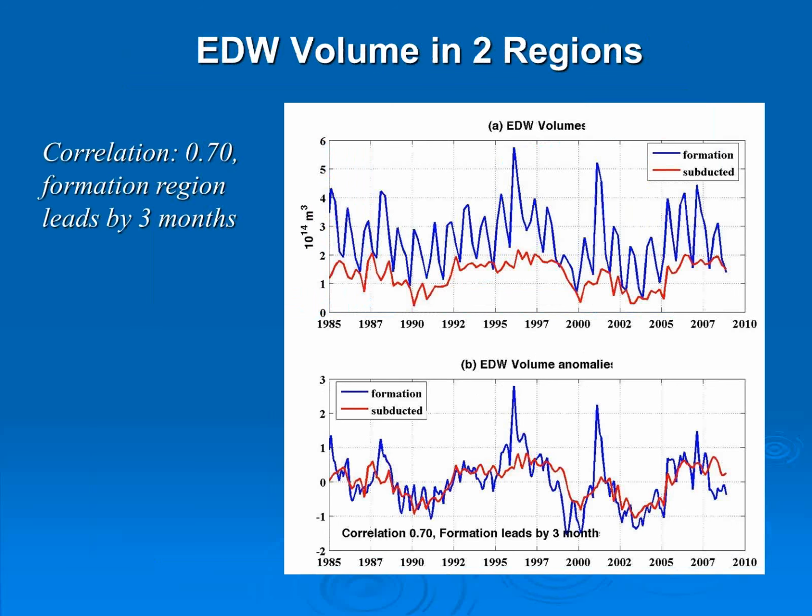So here is the volume of EDW in two regions. The blue line is the EDW in the formation region, and the red line is the EDW in the subducted region. You can see that in the formation region, you see this strong annual cycle due to yearly formation, and in the subducted region, it's mainly controlled by the internal variability. So here is the internal variability, removing the seasonal cycle.